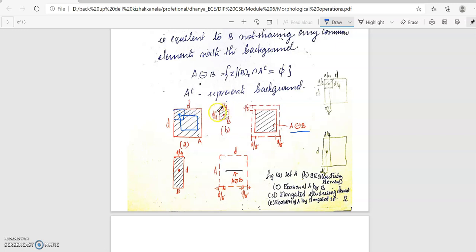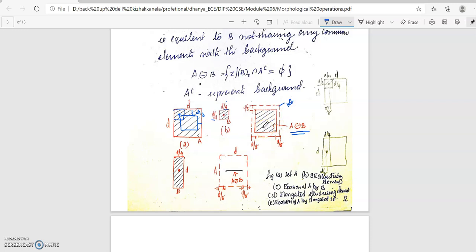If this distance is d by 4, this width will be d by 8. If I place d by 8 inside, and similarly this is again d by 4, if I place d by 8 inside, it should be fully contained in A. So the result of A erosion B is shown in this figure. The dotted rectangle shown outside is my original image A, and A erosion B will be the shaded rectangle.